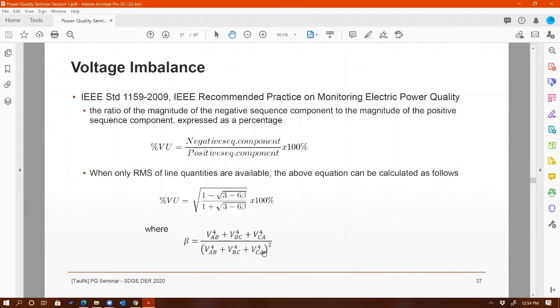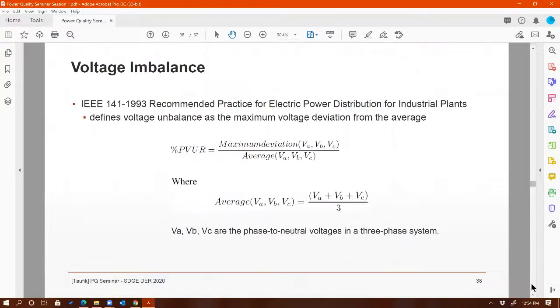That would be in terms of line-to-line voltages, right? So that's the first definition, or first equation, to calculate voltage imbalance, percent imbalance. The second way to calculate percent imbalance in a three-phase system is from IEEE 141, right? This is how they calculate that maximum deviation from the three phases.